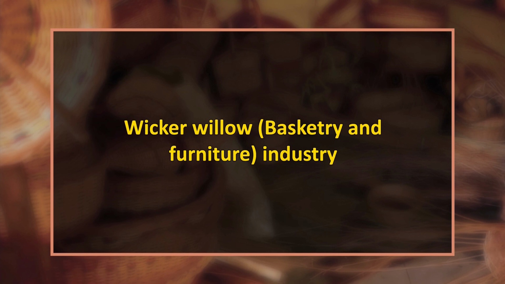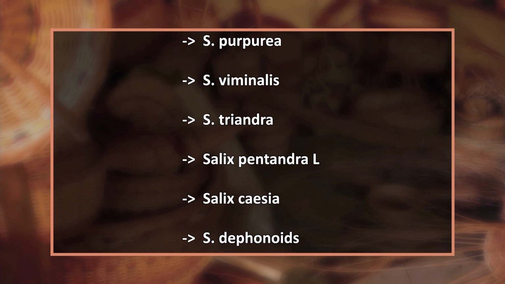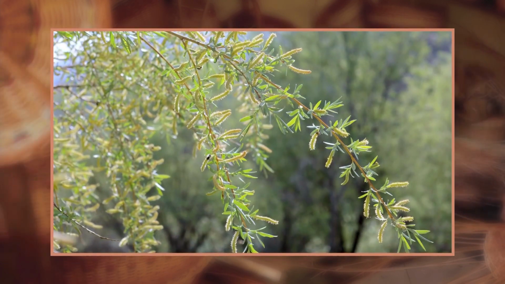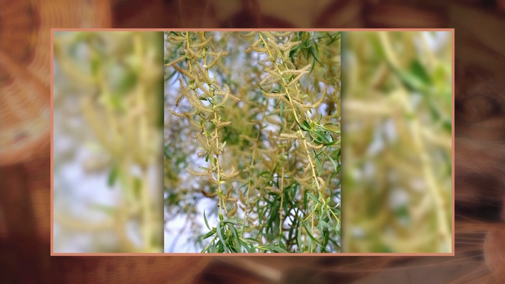Now we will talk about wicker willow, or the basketry and furniture industry. Different willows find different uses. The species such as Salix purpurea, Salix viminalis, Salix triandra, Salix pentandra, Salix cassia and Salix daphnoides are mainly used as wickerwork for making multi-shaped and multi-purpose articles like furniture, baskets, portable fire pots and containers for storing vegetables, food items and clothes, etc. Salix wilhelmsiana is considered excellent raw material for basketry, fencing and wickerwork.